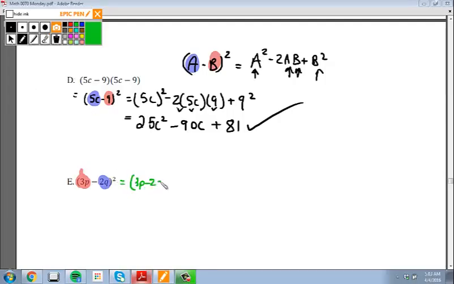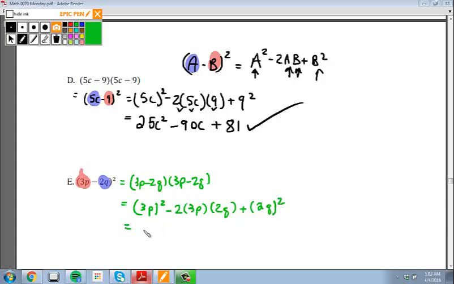And so if I apply the formula, it's 3p squared minus 2 times 3p times 2q, and then plus 2q squared. Then square the 3p. Remember, you have to square the 3 and the p, so 9p squared. Then what do we have here? 2 times 3 is 6, times 2 is 12, so minus 12pq. And again, I'm going to write those in alphabetical order. Then square the 2 to get 4, and square the q to get q squared, and kaboom! The struggle is no longer real for us.